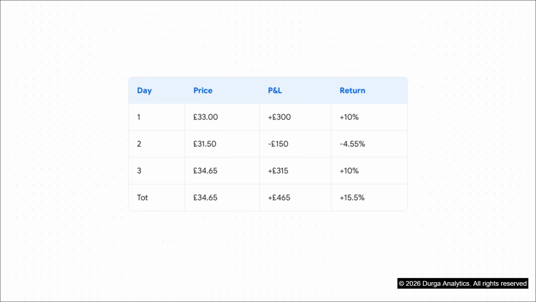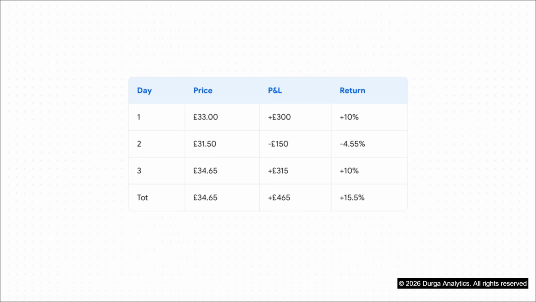Day 2, the price drops to £31.50. P&L drops by £150, making the return negative 4.55%. Day 3, price rises to £34.65. P&L adds £315, return is positive 10%. Now look at the totals row. The P&L elegantly adds up right down the column. 300 minus 150 plus 315 gives us exactly £465. Perfect. But the return?